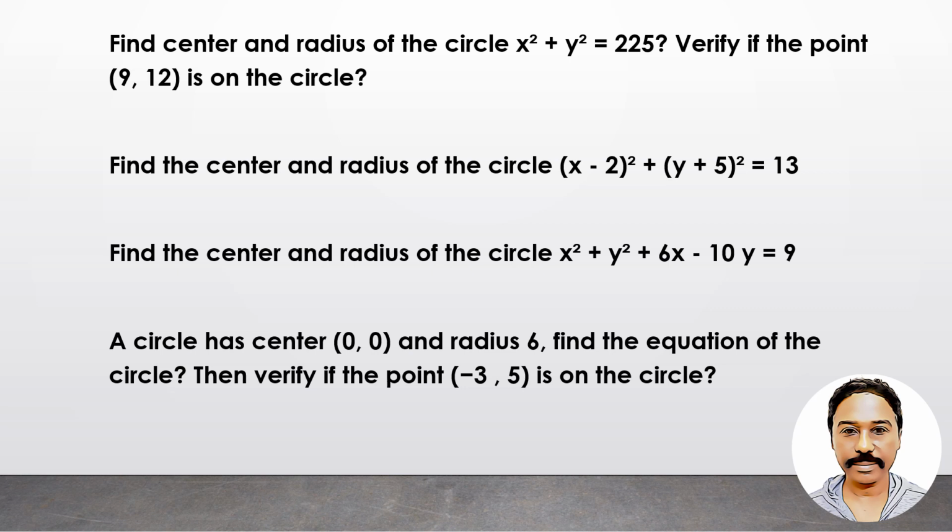The last question here is a circle that has a center 0, 0 and a radius 6. Find the equation of the circle. I guess this is easy because we have the center and we have the radius. We can just use the standard formula. Then verify if the point -3 and 5 is on the circle. The same as the first question here, we just substitute -3 and 5 in the formula.